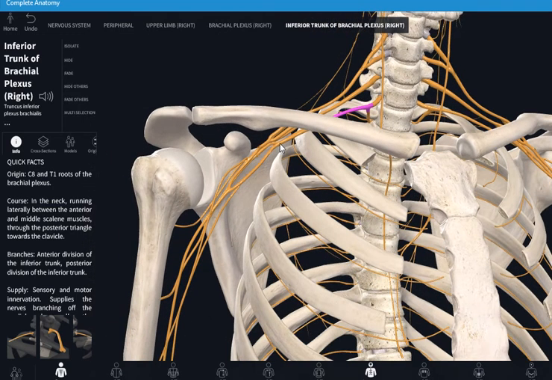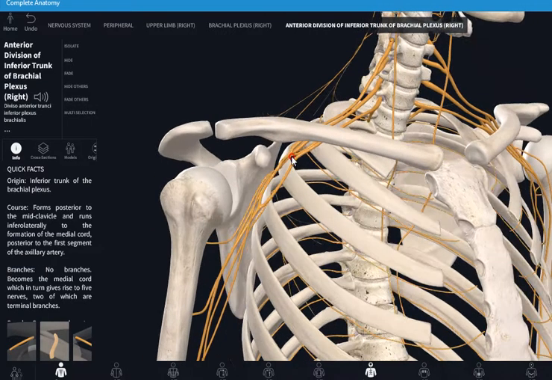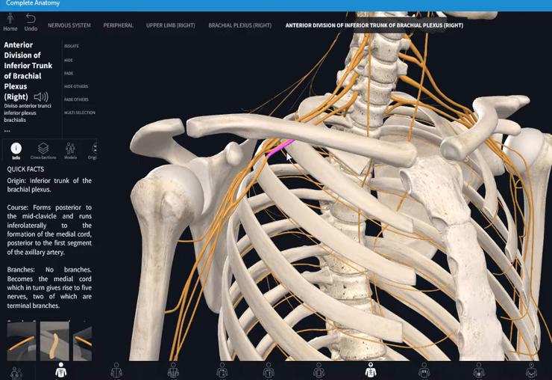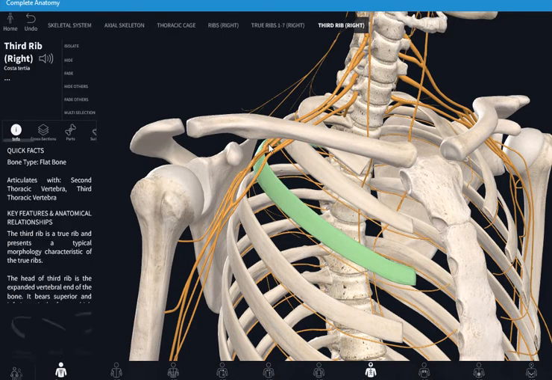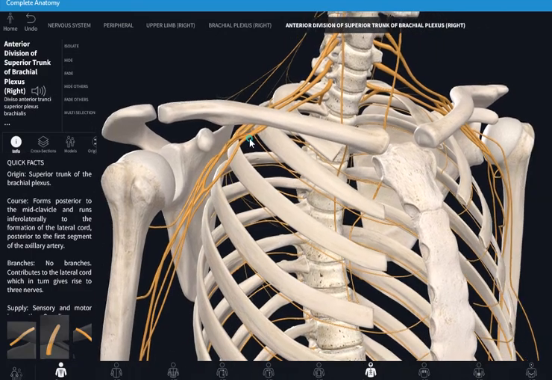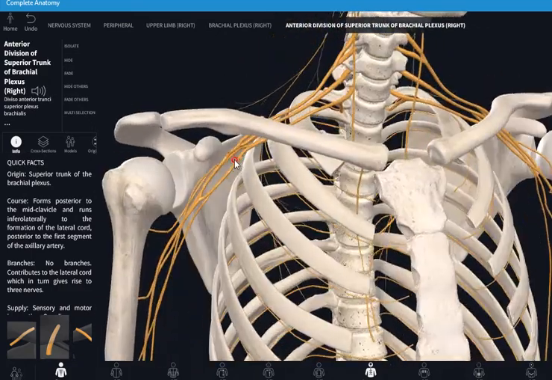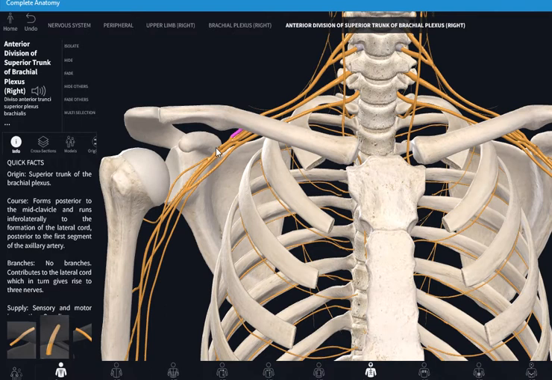So you are going to have the divisions here. This is the anterior division. The different trunks are going to divide into anterior and posterior divisions. This is the anterior division of the inferior trunk, this is the anterior division of the middle trunk, and this one is the anterior division of the superior trunk. All of them form anterior and posterior divisions, which then give the nerves of the anterior and posterior parts of the upper limb.